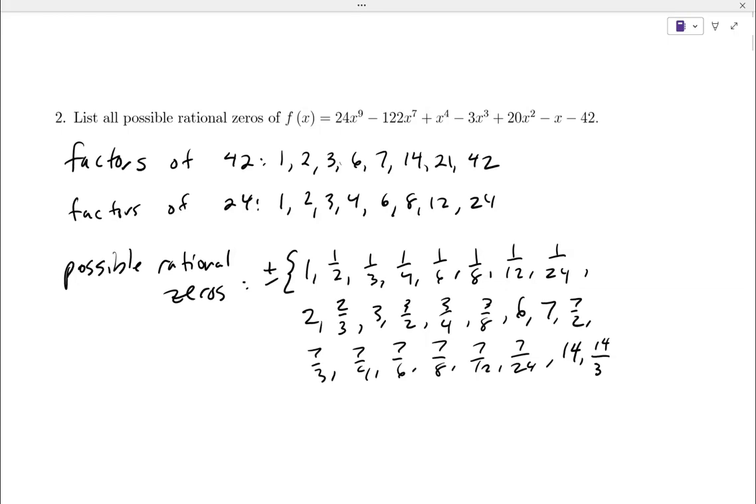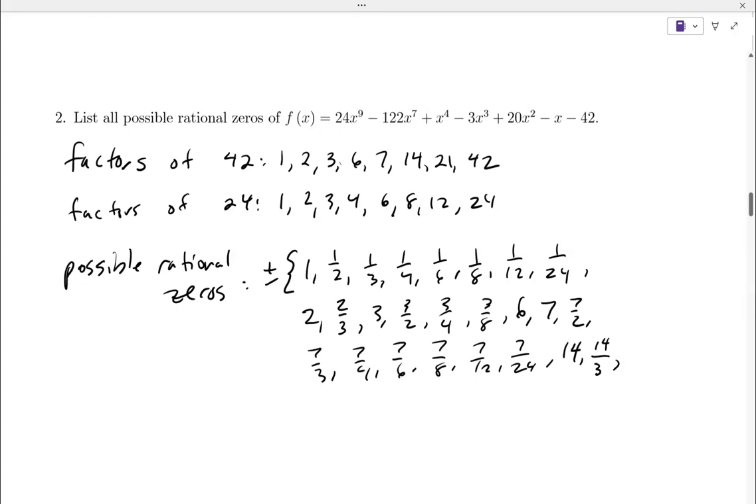14 over 8 is 7/4. 14 over 12 is 7/6. And 14 over 24 is 7/8. Or 7/12, sorry. Doesn't matter, it was listed. Because we had common factors, right? Is this process okay? Making sense?